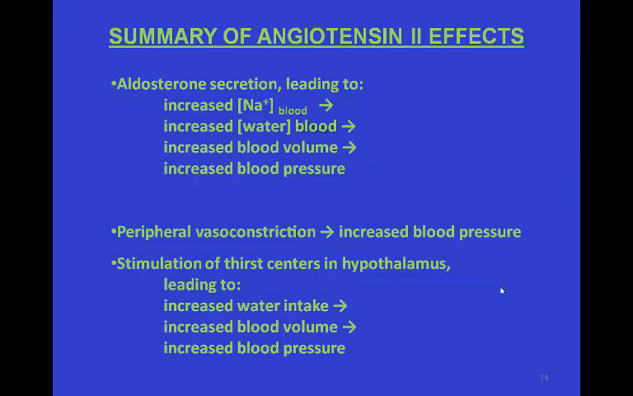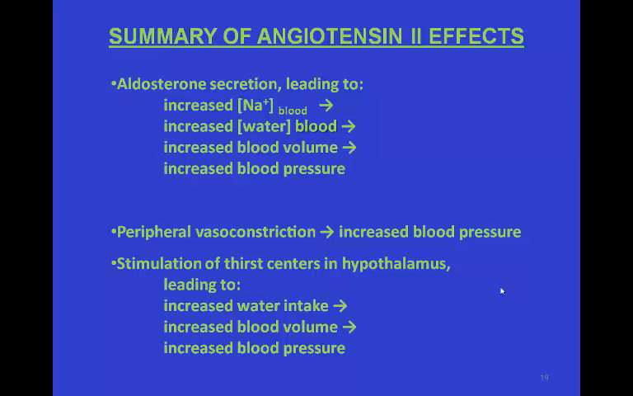So, if the blood pressure drops below normal, the kidneys release an enzyme called renin. Renin is going to cause angiotensin II to be produced, and the effects of angiotensin II are very many and varied, 7 or 8 at least. I've listed 3 right here. One of the effects of angiotensin II is aldosterone secretion. Another one, the next bullet point, peripheral vasoconstriction. The third one, stimulation of thirst centers in the hypothalamus.